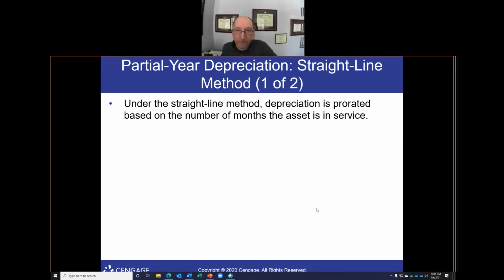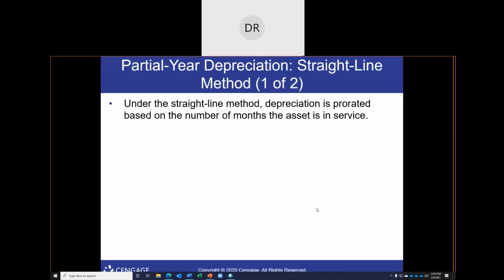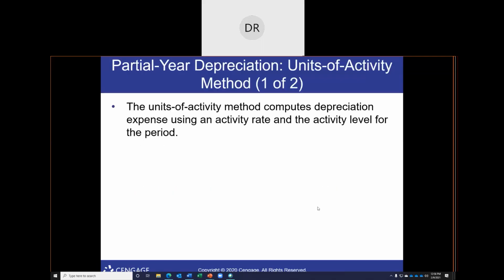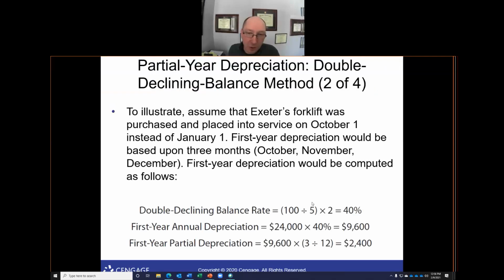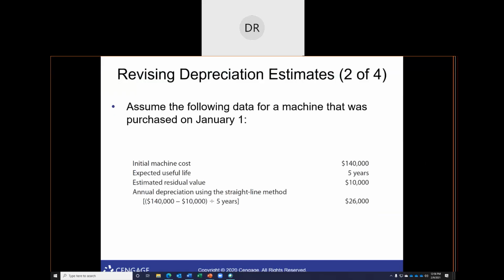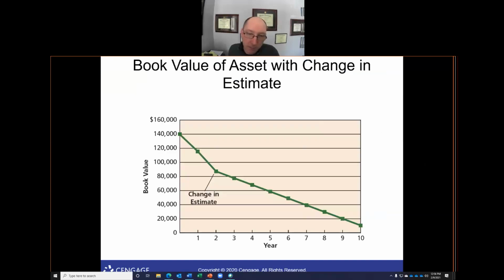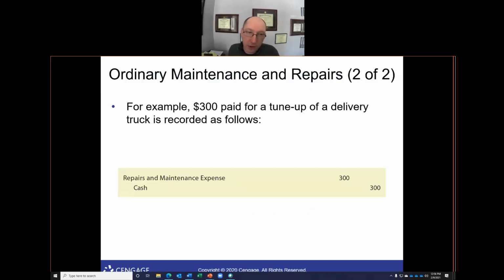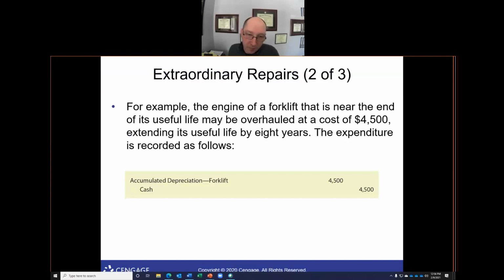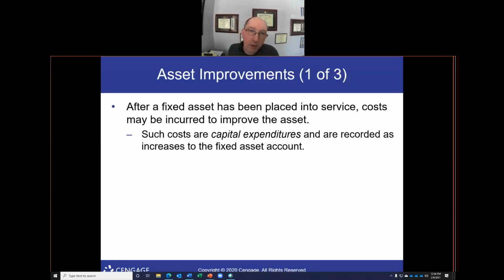I thought that's what it was, but it was just a little confusing looking at the board. I know. It gets a little muddy on some of these slides, especially when we're talking about partial years, but it works the exact same way. The only difference is with partial years, you're dividing by the number of months that you used it instead of years. Same concept.